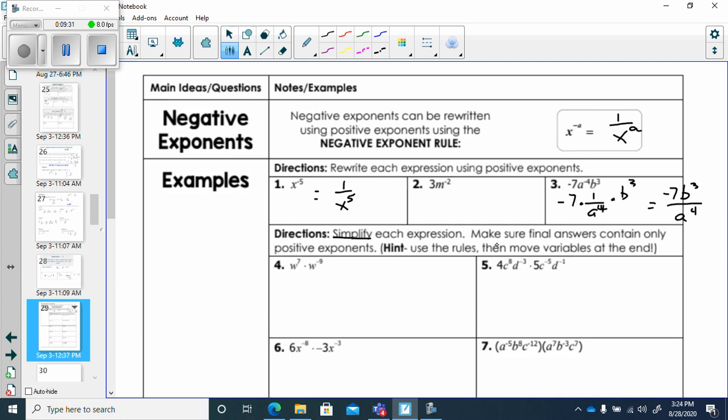Simplify each expression. Make sure final answers contain all positive exponents. So we're trying to get this to all positive exponents here. In other words, see how we did this one? We made sure that negative exponent was here on the bottom. Let's do the same here. 4, there's nothing on it. We leave it alone. C to the 8 stays where it is. This is d to the negative third, which we're going to substitute with 1 over d to the third power.